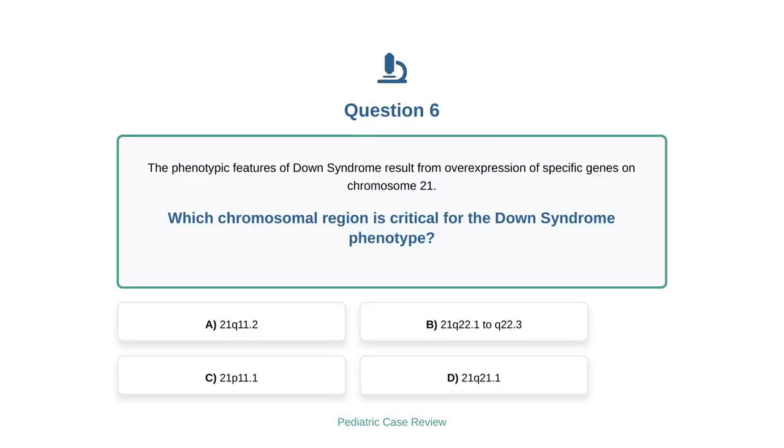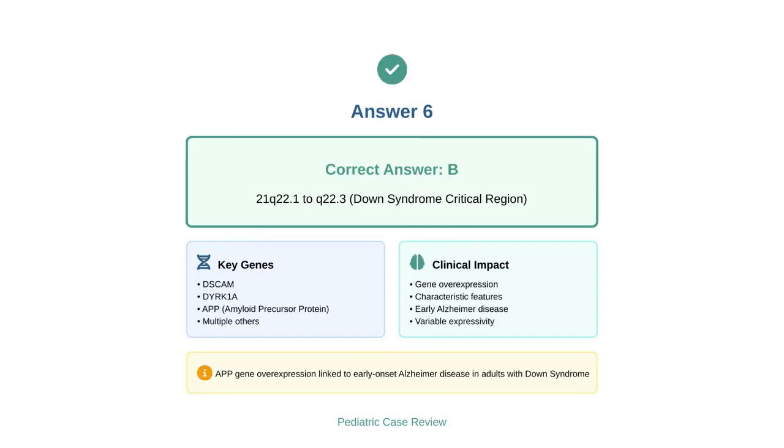The phenotypic features of Down syndrome result from overexpression of specific genes on chromosome 21. Which chromosomal region is considered critical for the Down syndrome phenotype? Option A, 21q11.2. Option B, 21q22.1 to q22.3. Option C, 21p11.1. Option D, 21q21.1. The correct answer is B.